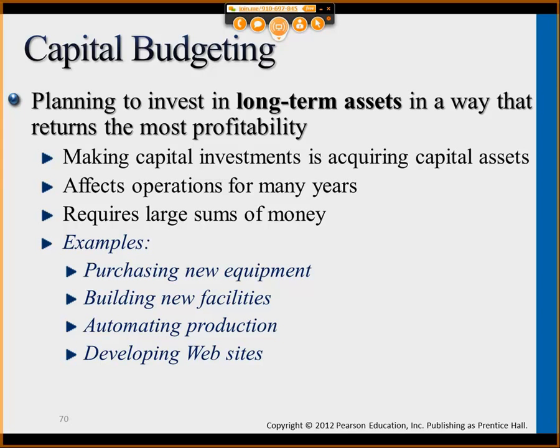So capital budgeting covers those long-term decisions when they acquire some capital assets, and it's usually assets that are going to be used for a long time. Making capital investments is acquiring capital assets, and it is affecting our operations for many years. Usually such investments require a large amount of money.